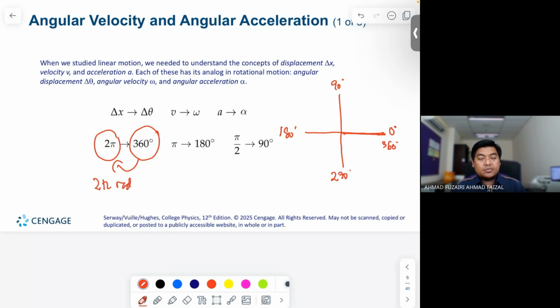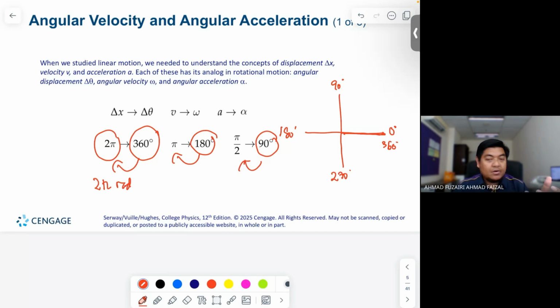Okay, 360 degrees is equivalent to 2 pi radian. 180 degrees is equivalent to pi radian, and of course 90 degrees will be equivalent to half pi radian. This is not the pi that we are talking about. It's a number like 3.5142, but this is the value of 2 pi in radian.